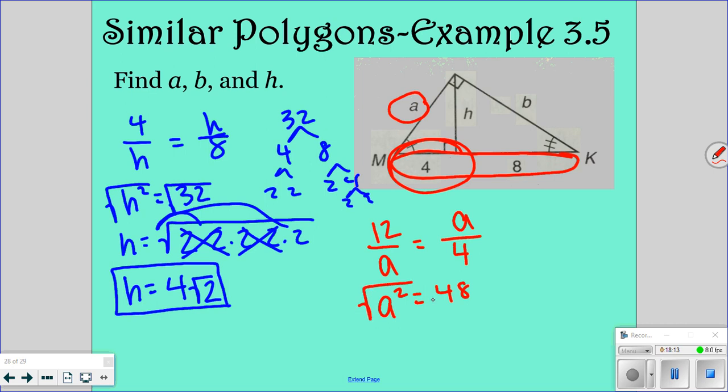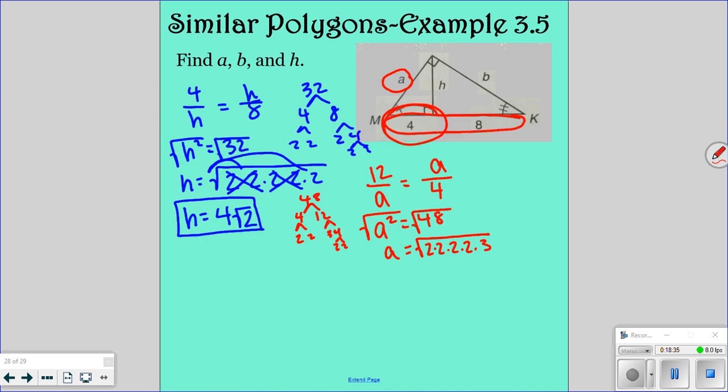And then when you take the square root, 48 factors as 4 and 12, which is 2 and 2, 3 and 4, which is 2 and 2. So instead of 48, we could say 2, 2, 2, 2, and 3, which we can pull out 2 sets of 2's, so that would be 4 square root of 3. Okay, so that would be finding A.